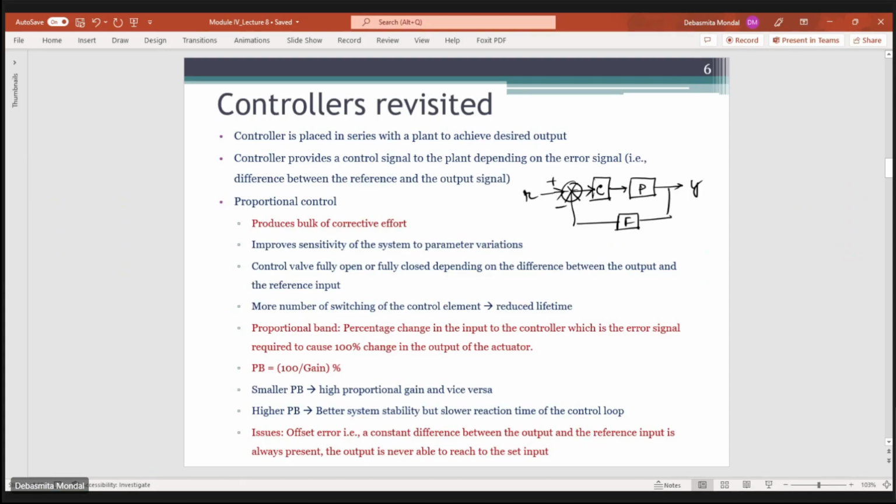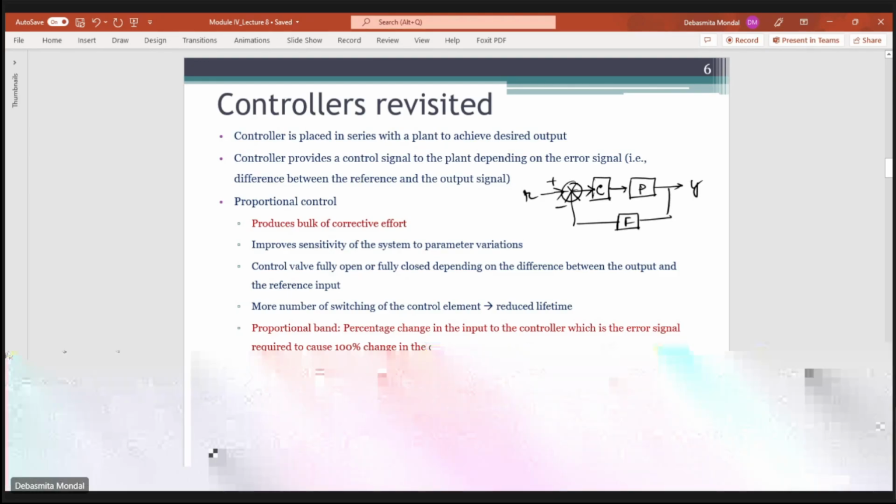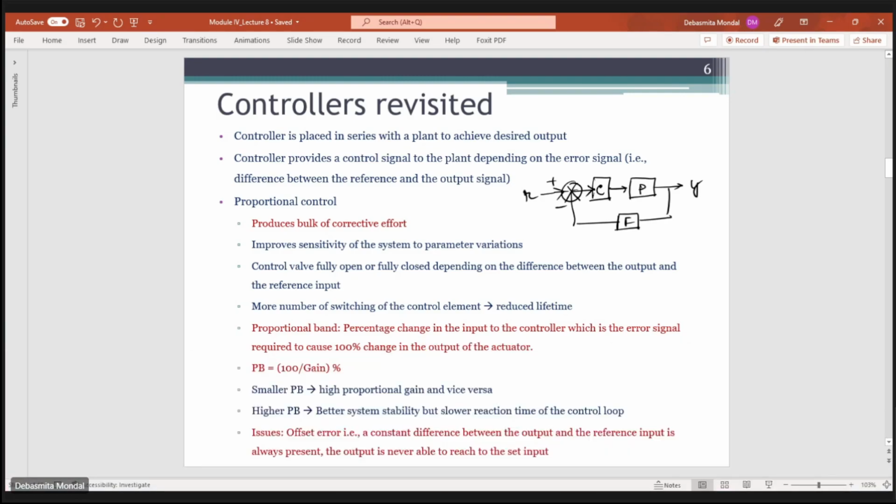And depending on the requirement of your system, you have to choose your controller in such a way that you can have a proportional controller, you can have an integral controller, you can even have combinations of P, I, P, D, all different kinds of combinations are possible. And depending on the requirement of the output of your system, you have to design or tune your controller in a specific way.